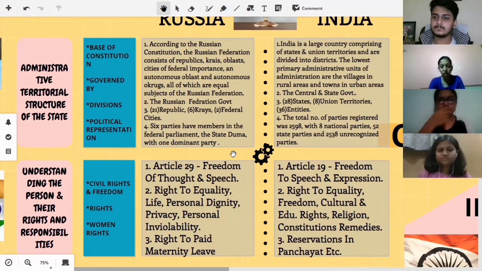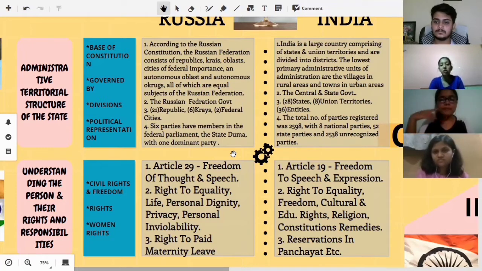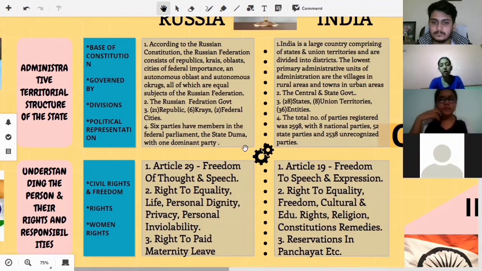On the basis of political representation, in Russia, 6 parties have members in the federal parliament, the State Duma, with one dominant party. And in India, the total number of parties registered was 2,598: 8 national parties, 52 state parties, and 2,538 unrecognized parties.